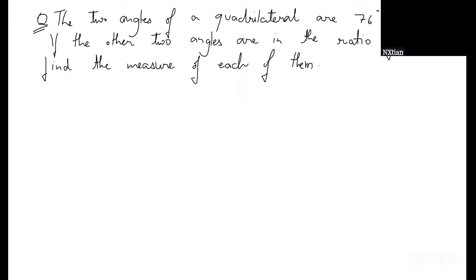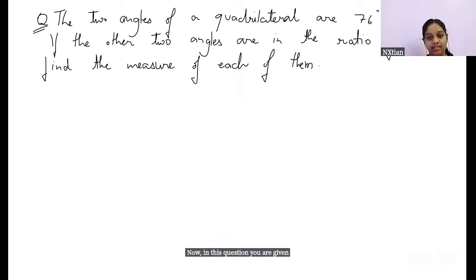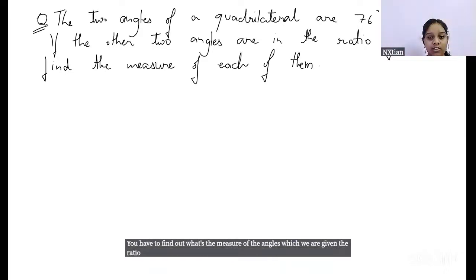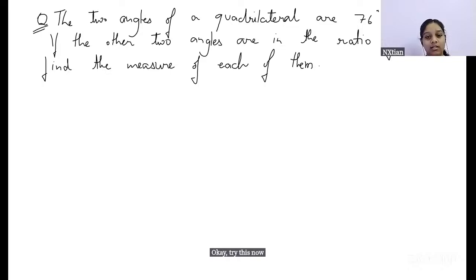Now in this question, you are given two angles. Four angles are there in total. Two angles you are given the measure, that is 76 degrees and 68 degrees. Two angles' ratio you are given, that's 5:7. You have to find out the measure of the angles whose ratio is given. Try this now and then we will discuss.